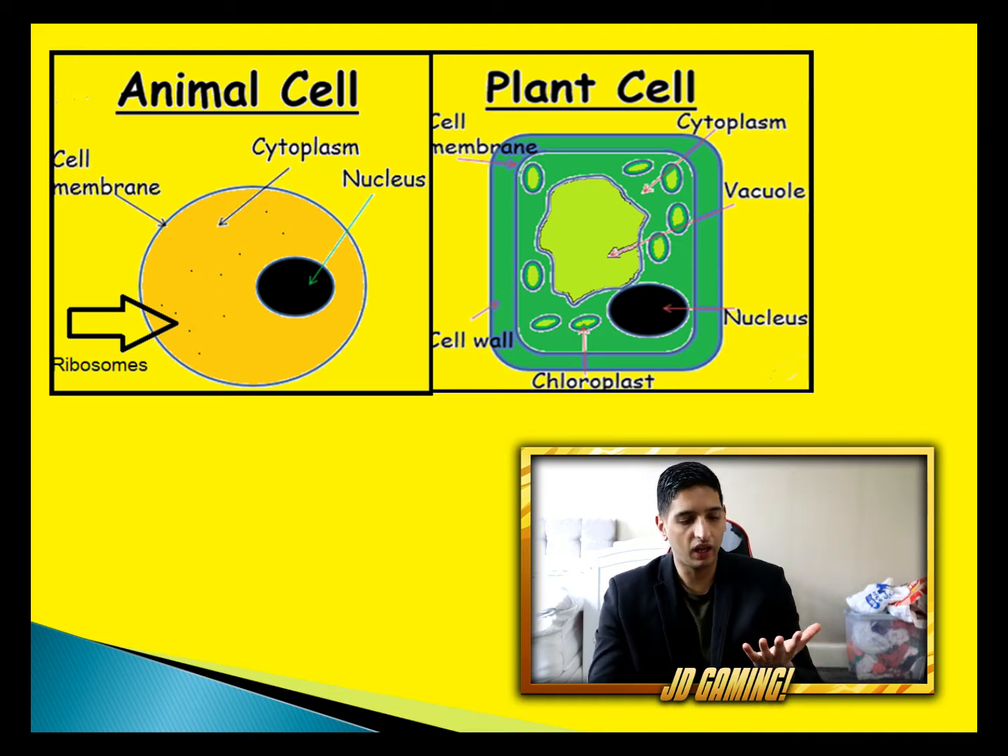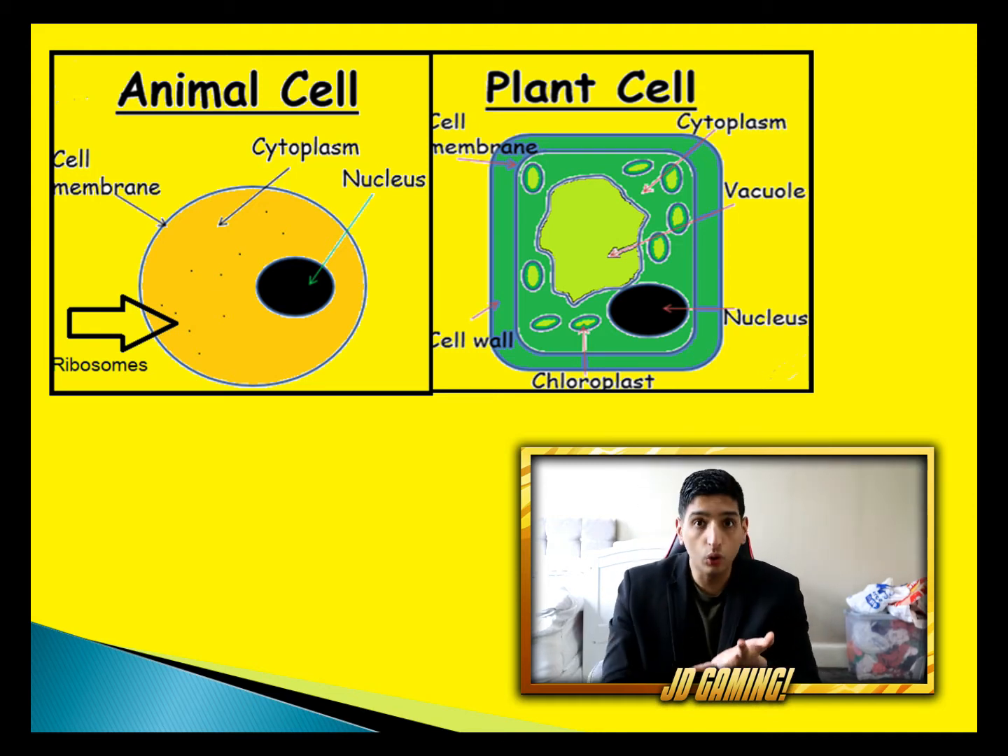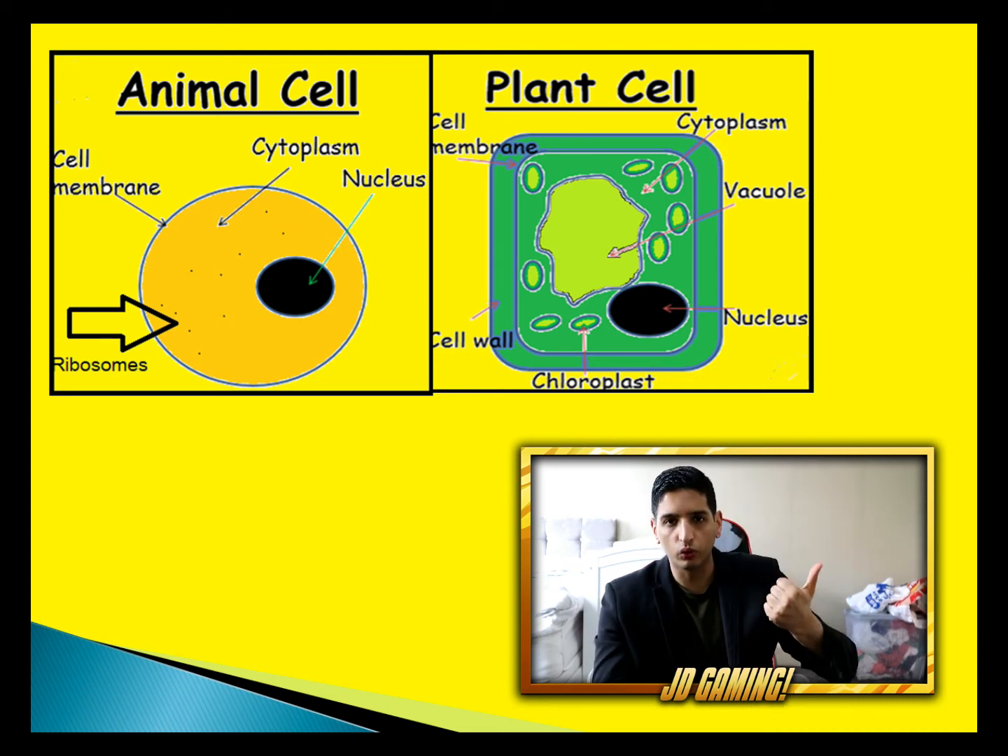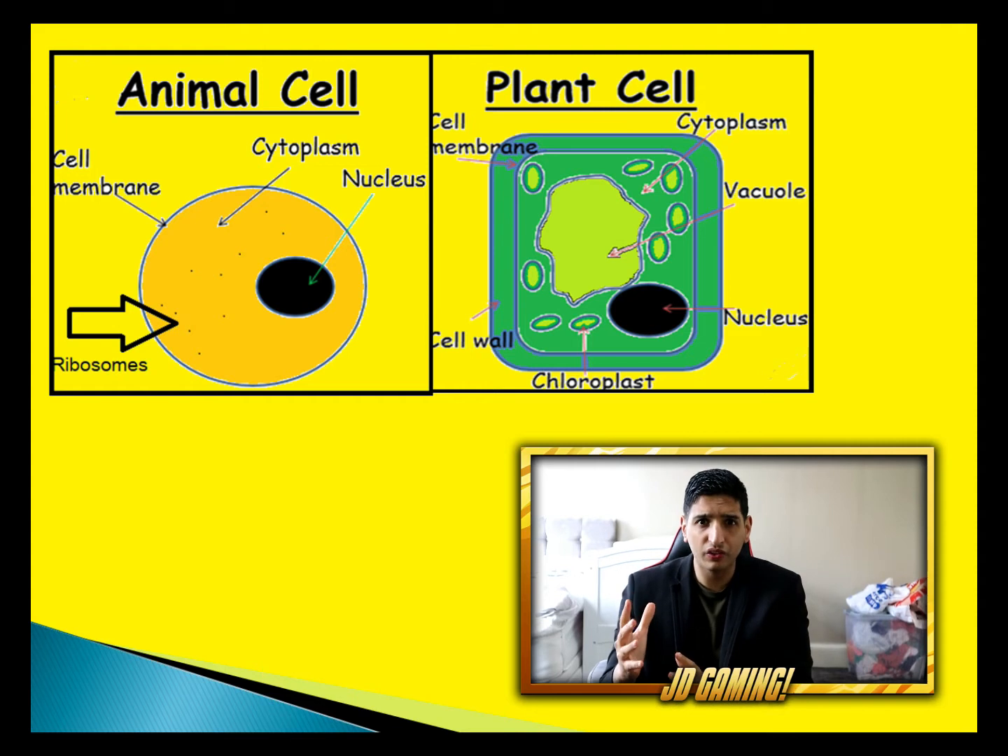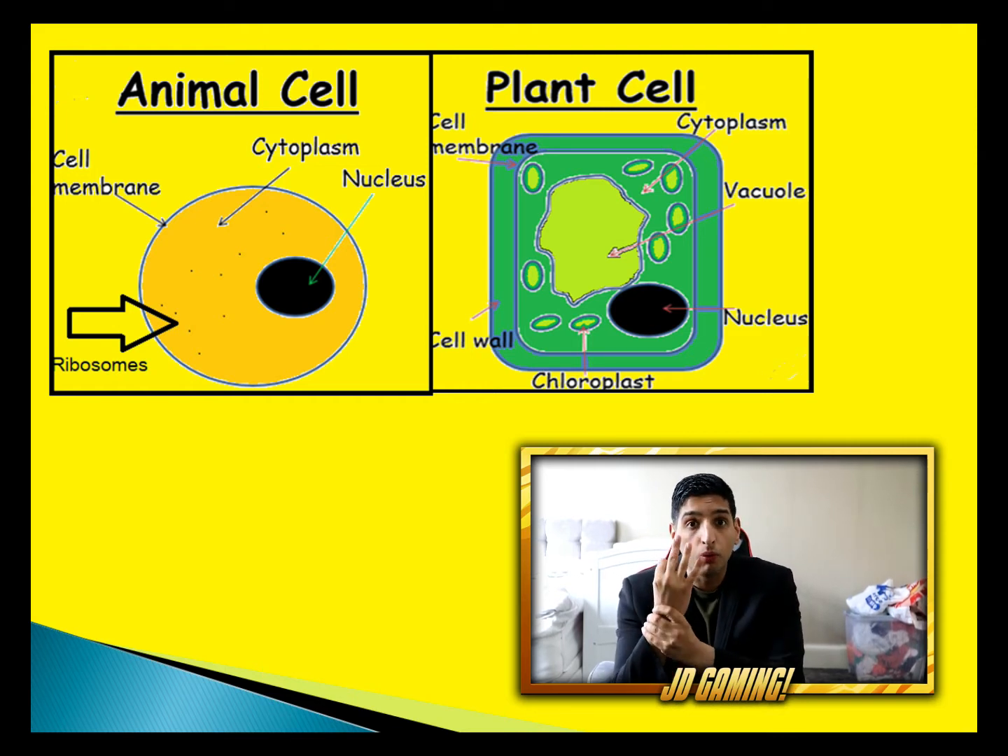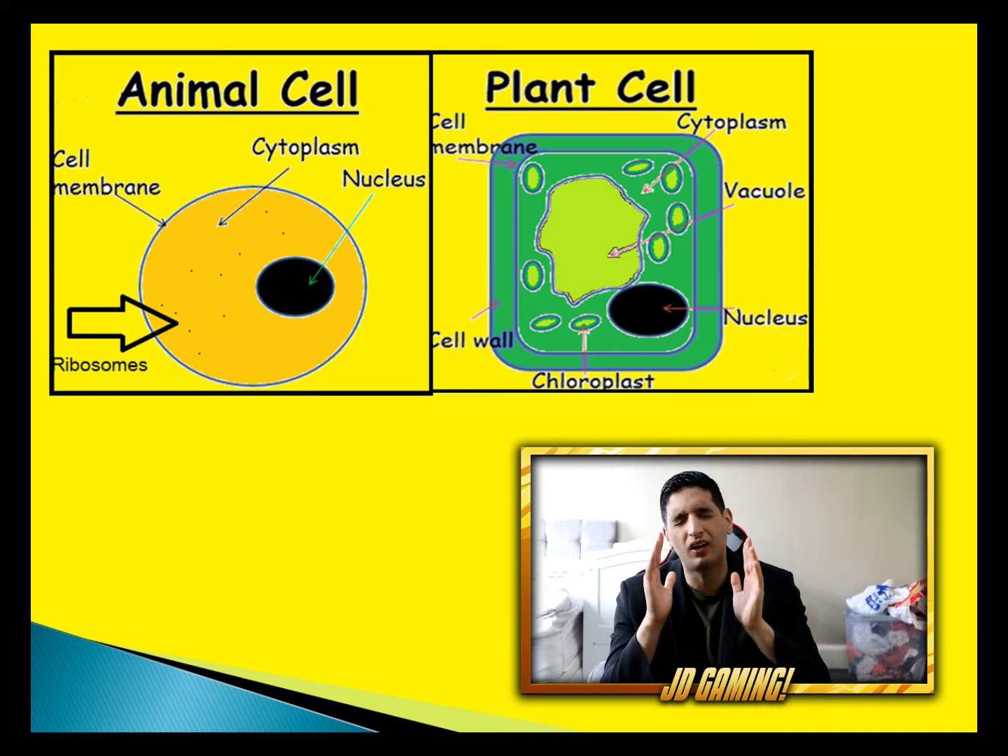Now an animal cell has a cell membrane, nucleus, cytoplasm, and it's got mitochondria and ribosomes. Just remember ribosomes are where protein synthesis occurs, and mitochondria is like the powerhouse of the cell, that's where respiration occurs. Now plant cells, on the other hand, have three additional things. They've got chloroplasts, a cell wall and a vacuole. You need to understand that.